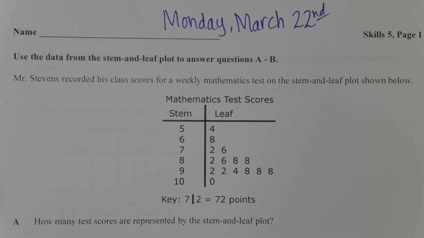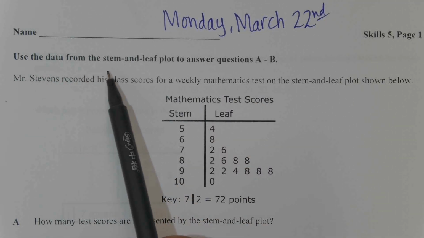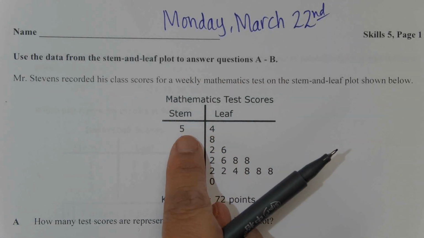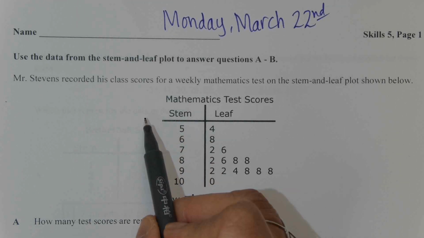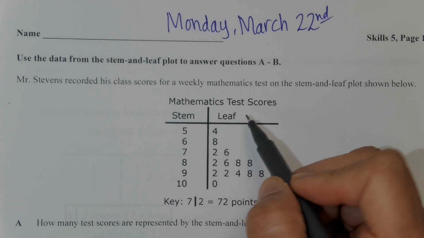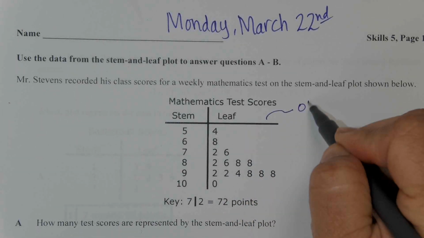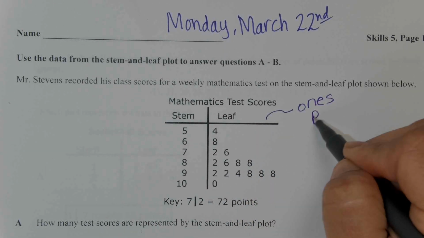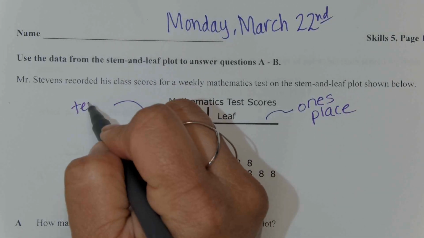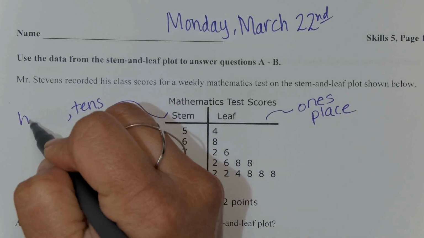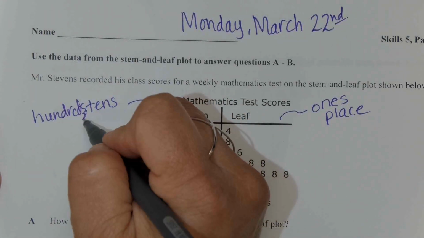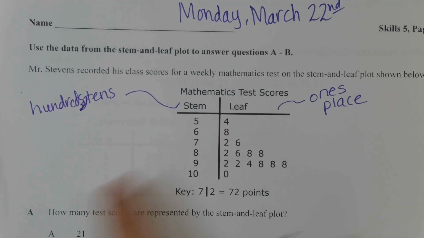Monday, March 22nd. Use the data from the stem and leaf plot to answer the questions A through B. So remember that your stem and leaf plot, your stem is your tens place, your hundreds, your thousands, etc. Your leaf is your ones place.